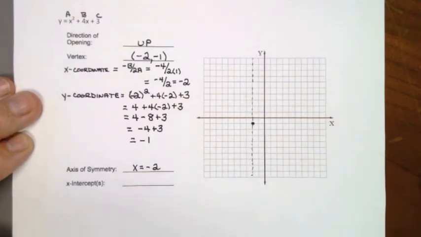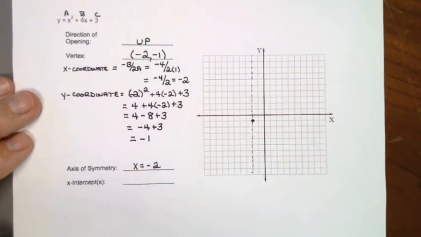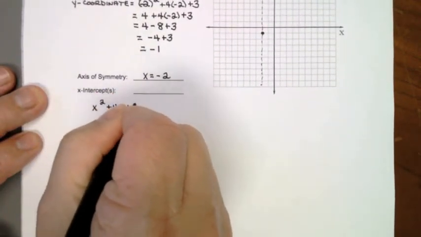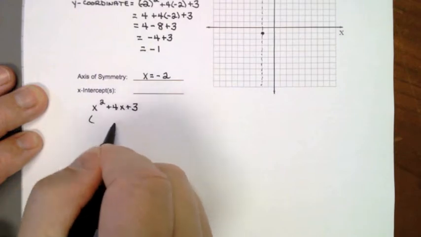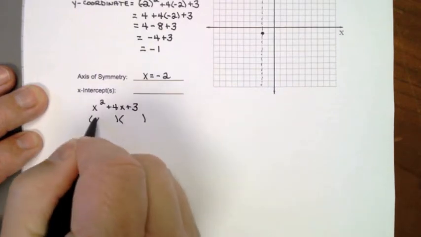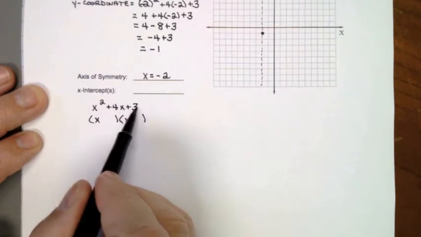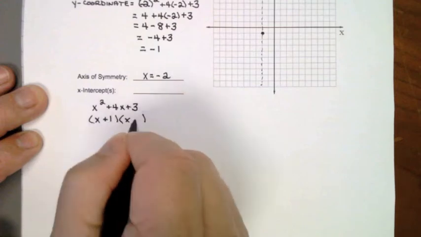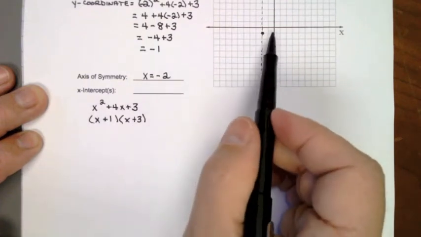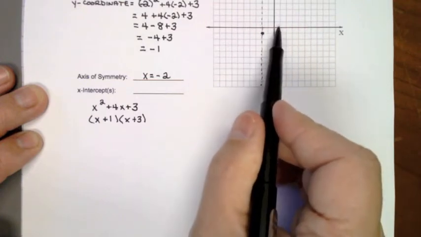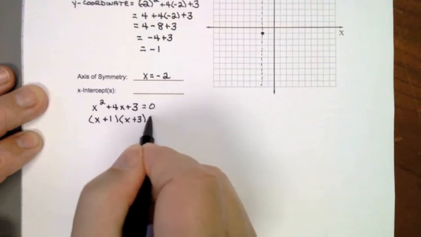I'm going to find my x-intercepts. To find x-intercepts, you need to use factoring, the quadratic formula, something like that, to help you find what the x-intercepts are. I'm going to use factoring. Make two sets of parentheses, put x here, x here. I'm looking for two numbers that add up to be 4 and multiply together to give me 3: positive 1 and positive 3. Where my x-intercepts are, my y is going to be 0, so this is equal to 0.